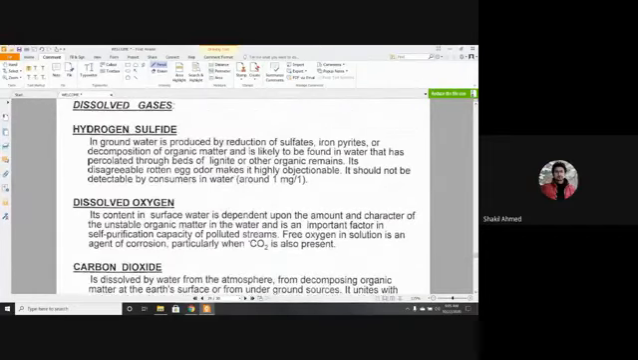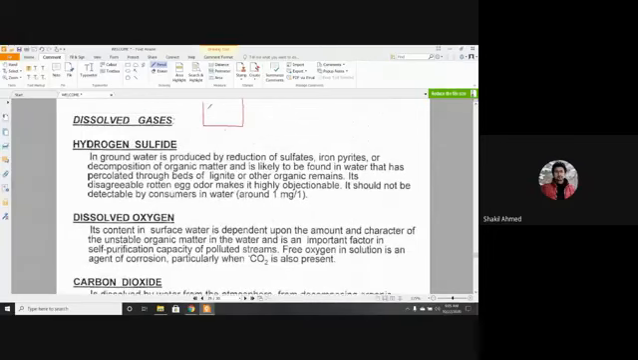Dissolved gases. Sometimes in water, you may have gases dissolved, like hydrogen sulfide, H2S. Hydrogen sulfide is a pollutant, right? If this is dissolved in water, then a bad smell will come out. That is objectionable, highly objectionable.